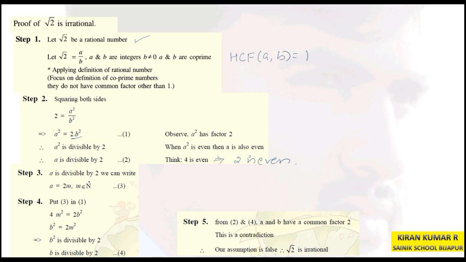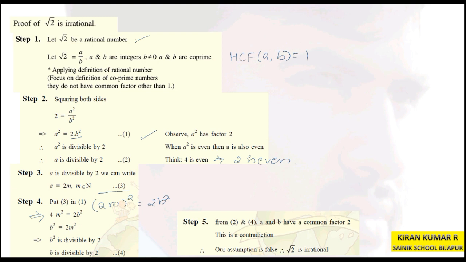Look at third step. A is divisible by 2. So we can write a as a multiple of 2, say 2m, where m is a natural number. Let us substitute this equation 3 in equation 1. We get (2m) whole square equal to 2b square. This implies 4m square equal to 2b square. So b square is equal to 2m square.